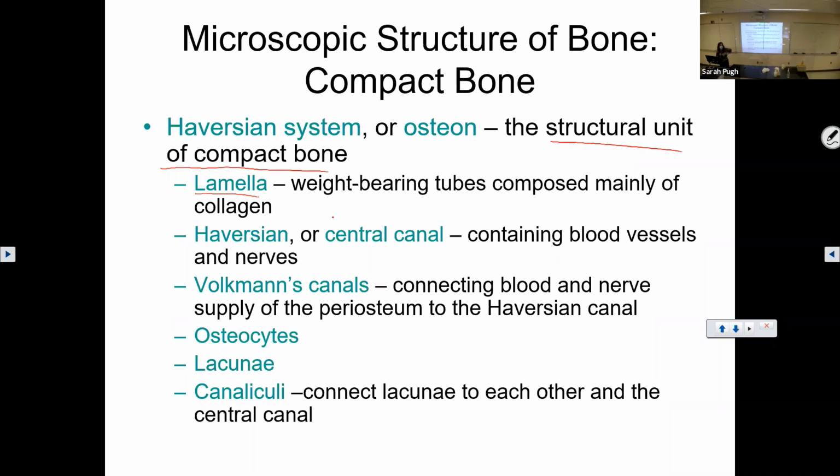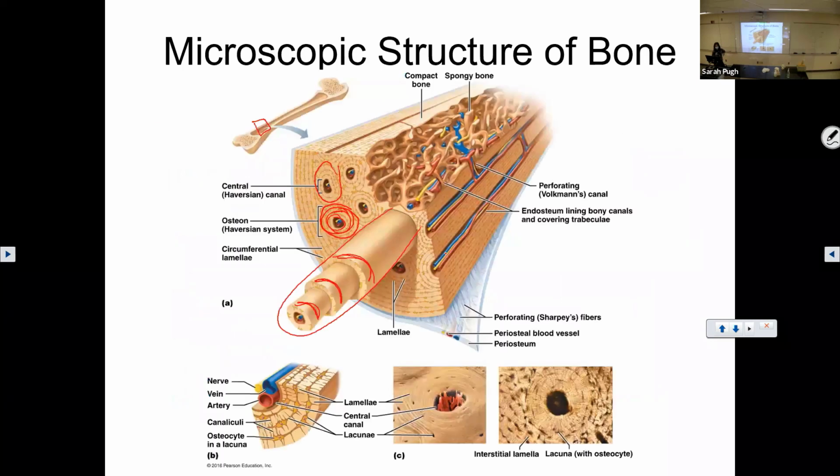The central canal, sometimes we call it the Haversian canal. I always call it the central canal. It's just easy to remember. This is the hole in the middle of the osteon that contains blood vessels and nerve fibers. So you can see a central canal in the middle of every one of these osteons. So that shows you how very vascular your bone is.